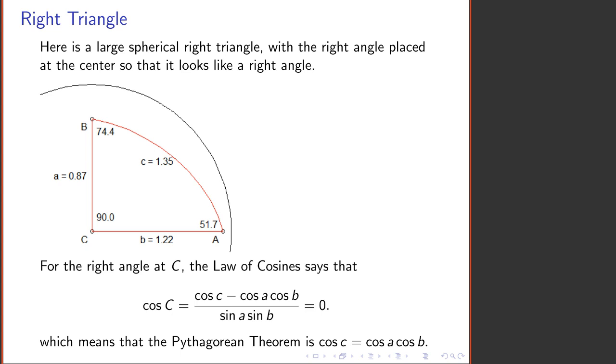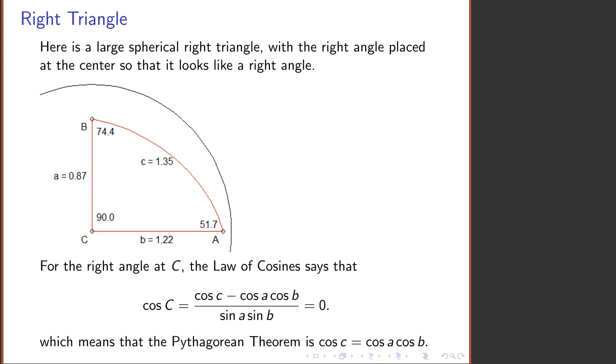And you look at this right triangle and say, something is wrong. These two angles don't sum to 90 degrees. That's correct. In a spherical triangle, the sum of the three angles is greater than 180 degrees. Here are all the side lengths correctly measured, all the angle lengths correctly measured.